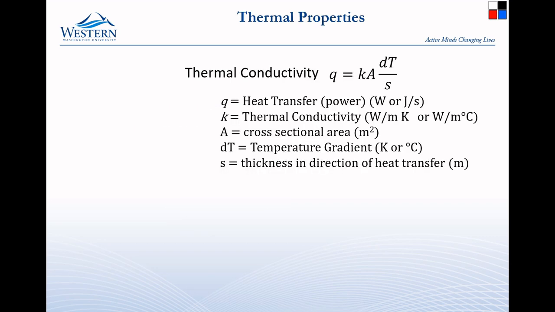So the thermal conductivity, how fast the heat flows from one location to the other, is this equation. It has K, which is the thermal conductivity of the material. It has A, which is the cross-sectional area. And then it has the change in temperature from one end to the other, and then in the denominator it has the distance from one end to the other. So that's the distance in the direction of heat transfer.